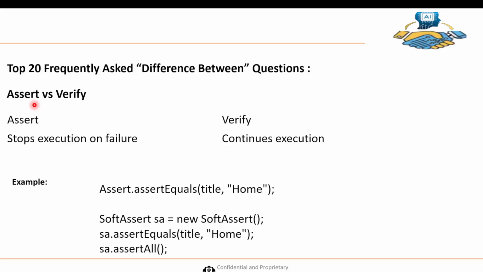Then what is the difference between assert versus verify? Assert stops the execution on failure, whereas verify continues the execution. Here you can see assertEquals: if it's not matched, our execution will stop. Whereas with soft assert, we need to create an object of SoftAssert, and the execution will continue.